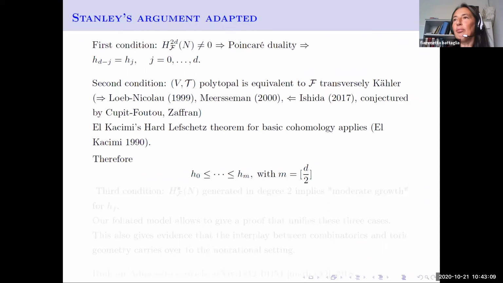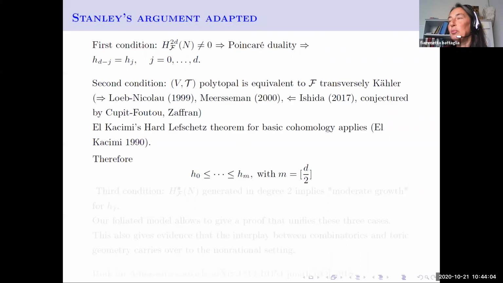The second condition, so we want to use the Hard-Lefschetz theorem for basic cohomology, that was proved by El-Qasimi, and for this we need the foliation to be transversally Kähler, and this was already known from results by Loeb-Nicolau and Meersseman, and the converse, as Hiroaki Ishida just reminded us, was proved by him in 2011. So we apply El-Qasimi's theorem, and we are able to deduce the second condition of the g-theorem on the H vector.